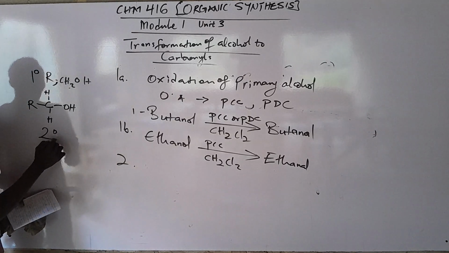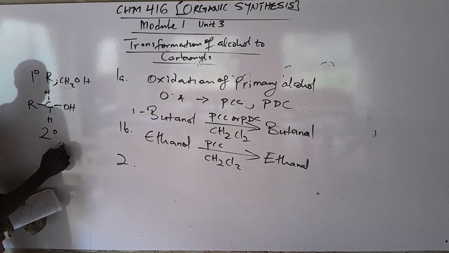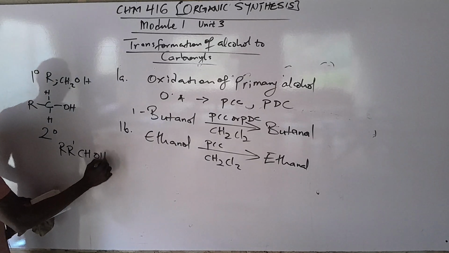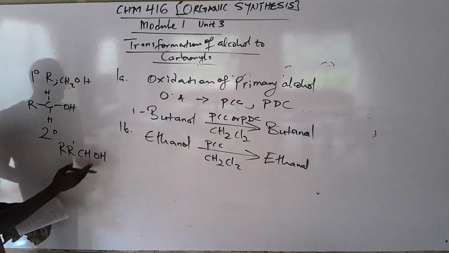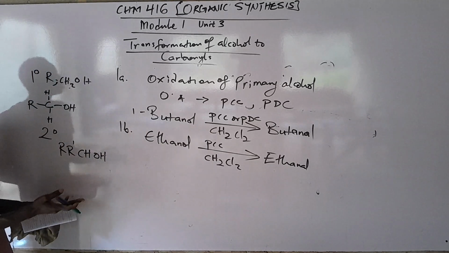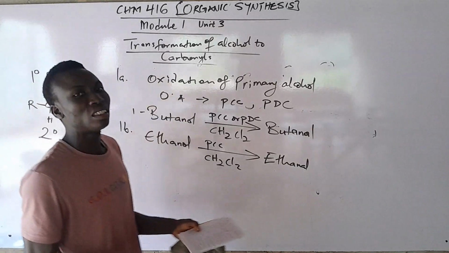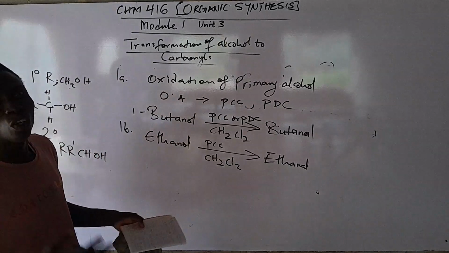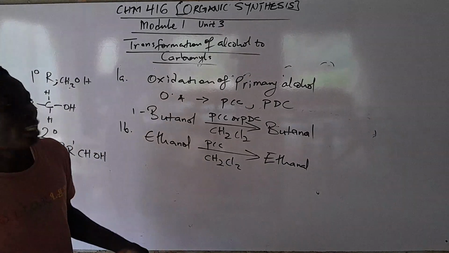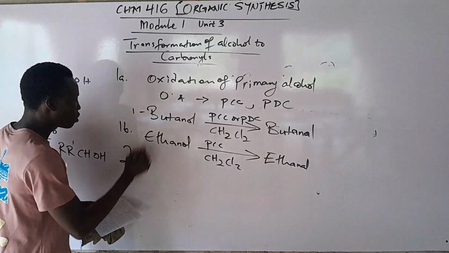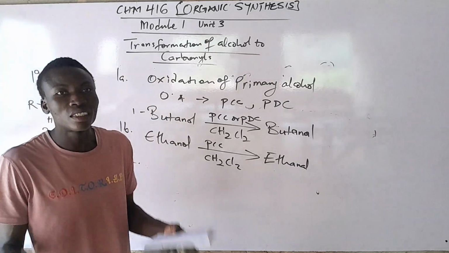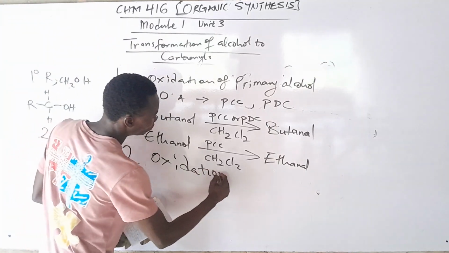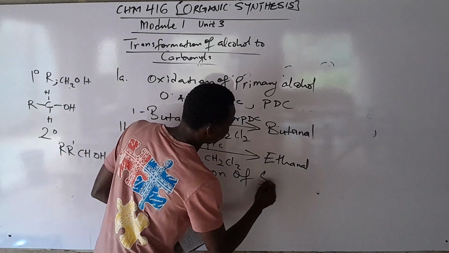For secondary alcohol, we are going to have one hydroxyl group, then we are going to have CH, we are going to have OH. That is what we have there. What we want to replace there is the H that is present there. Where there is no H, which is the tertiary alcohol, it cannot be converted to a carbonyl because we don't have hydrogen to replace in them. So I proceed to the second one, number 2, which has to do with oxidation of secondary alcohol.